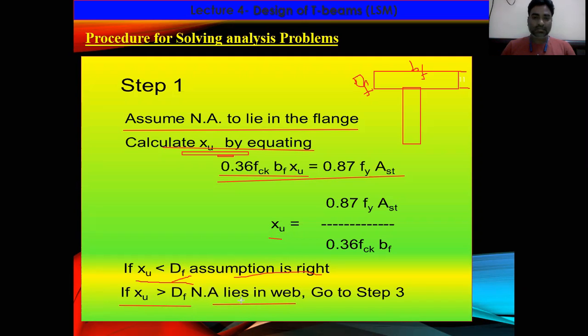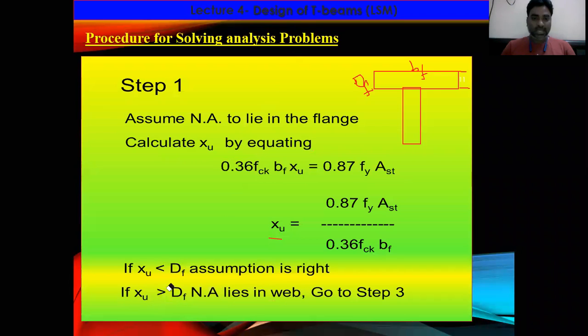So the depth of neutral axis is within the web. Then you need to again determine the depth of neutral axis based upon this criteria, because if the criteria changes, the formula will change for determination of x. Suppose, for example, if xu is less than df, therefore our assumption is right. Therefore, how to determine the moment of resistance for this case?